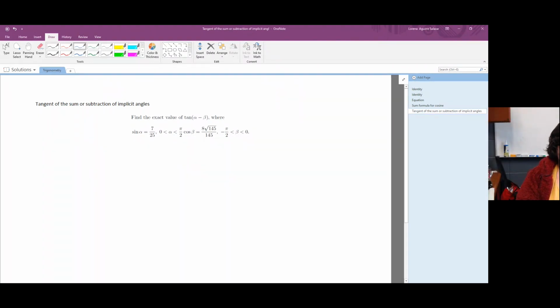Hi, and welcome to this video on finding the exact value of tangent of alpha minus beta, where alpha and beta are angles we don't see explicitly, but more implicitly. So the first thing we can say is that alpha is in the first quadrant because alpha is between 0 and pi over 2. Alpha is in quadrant 1.